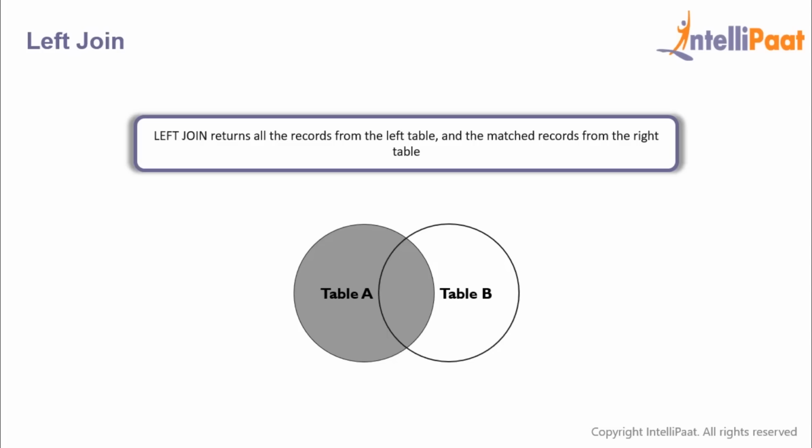So the left join basically returns all the records from the left table and the matched records from the right table. So if we take table A and table B, then applying left join on these two tables would give us all the records from table A and only the matched records from the table B.